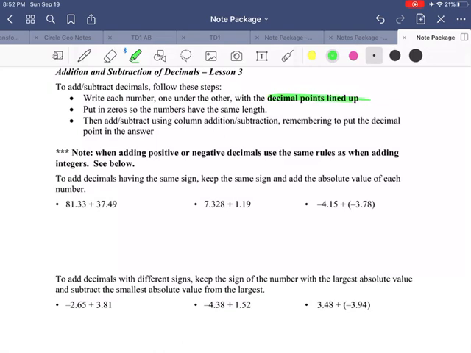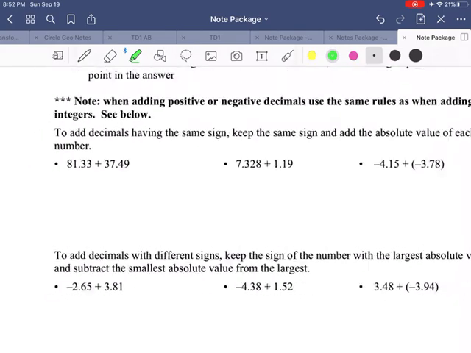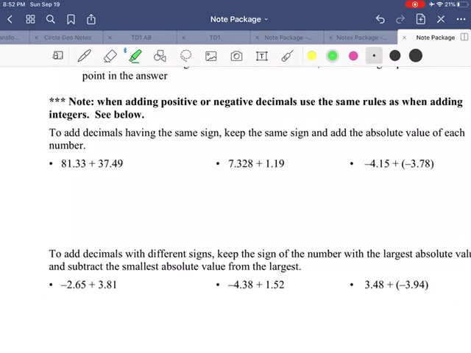If they don't have the same number of decimals, just put in some zeros after so that you have the same number of decimals. Add or subtract, and then keep the decimal spot in the same place. We also need to remember to use our adding and subtracting rules.